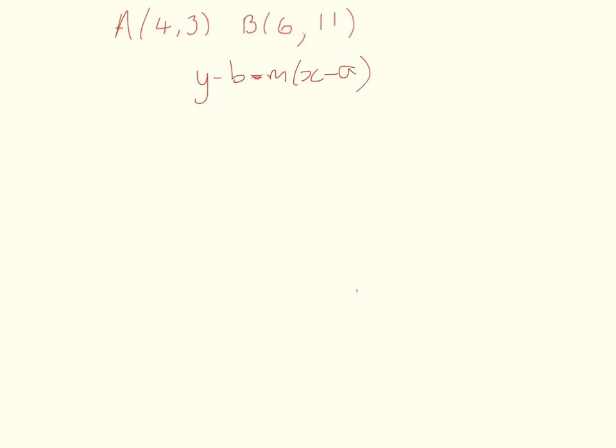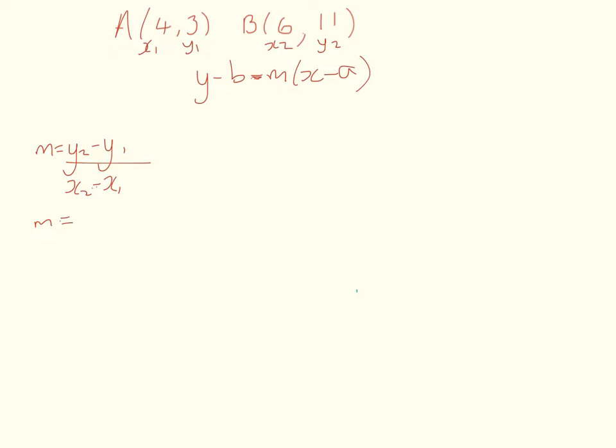And if we recall how to do that, we need to utilise the gradient formula. m equals y2 take away y1 over x2 take away x1. These all correspond to the coordinates at the top. Here's my first x coordinate, my first y coordinate, my second x coordinate, my second y coordinate. So I'm going to substitute these values in.